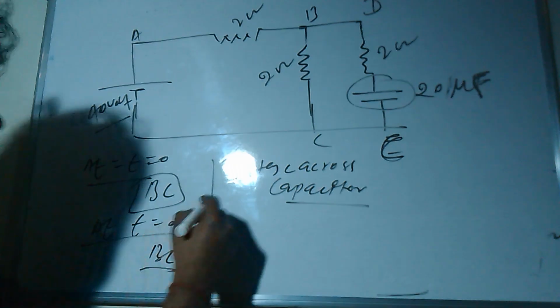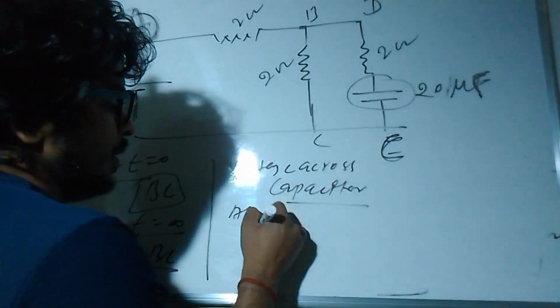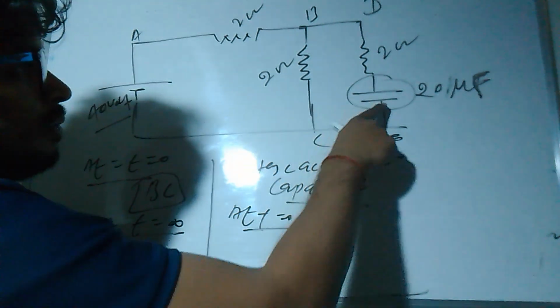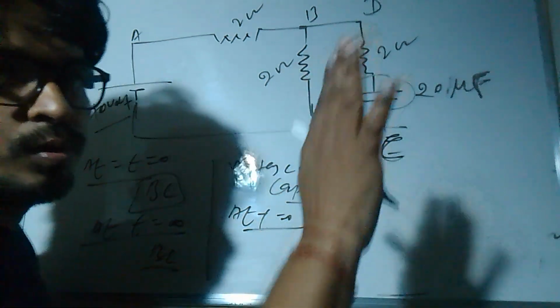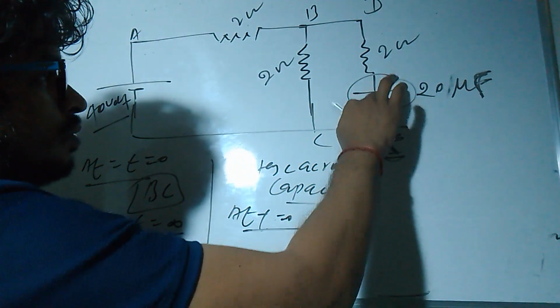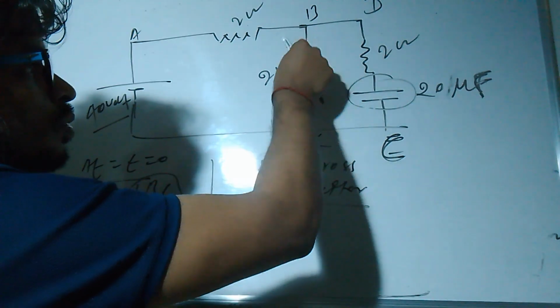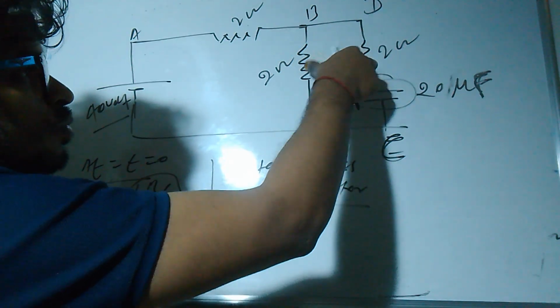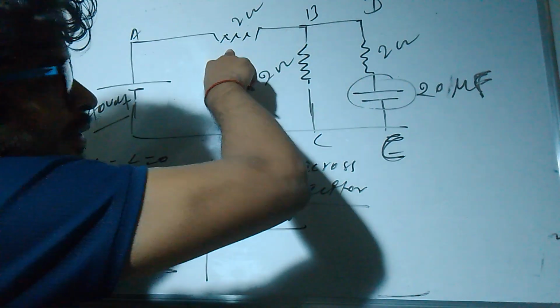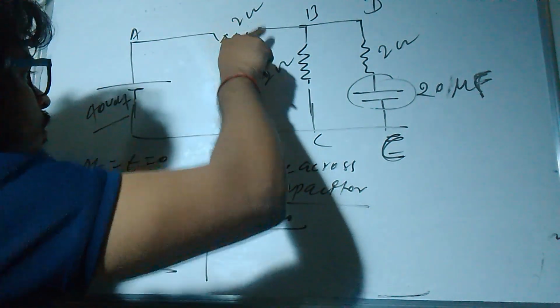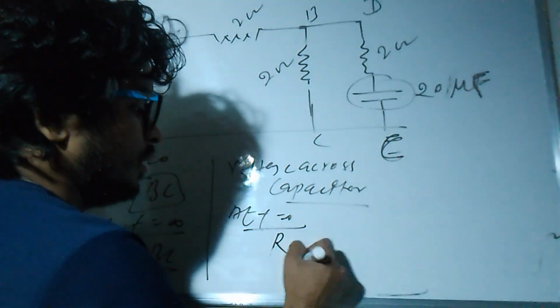Starting from t equals 0, what will happen? This will be a closed circuit. I'm not drawing the diagram now, I'm solving directly. The 2 ohm and 2 ohm are in parallel, so the equivalent will be 1 ohm, and this 1 ohm is connected in series with 2 ohm. So R equivalent will be 3 ohm.